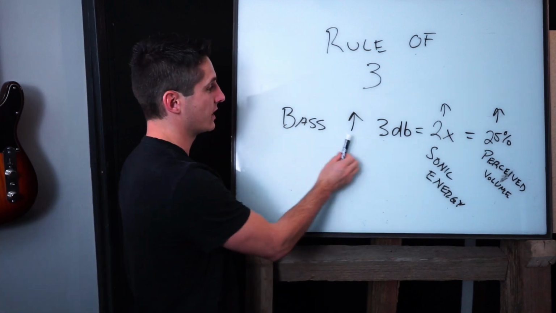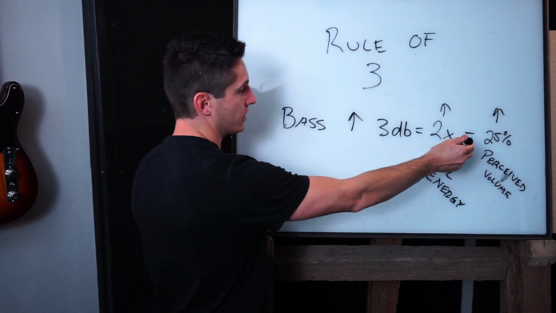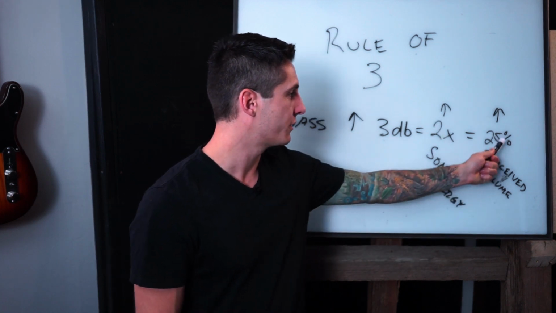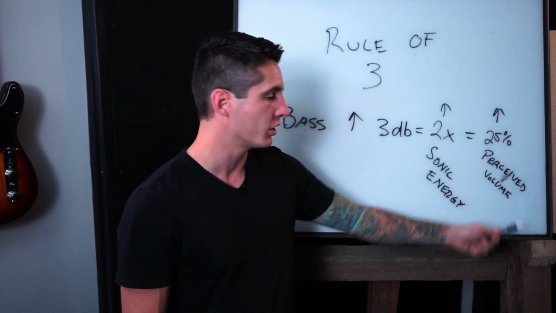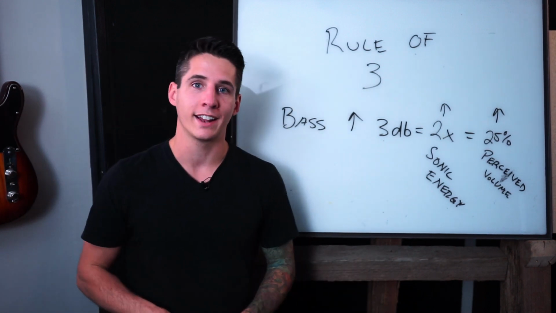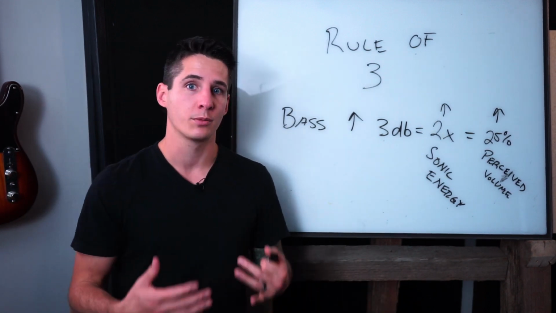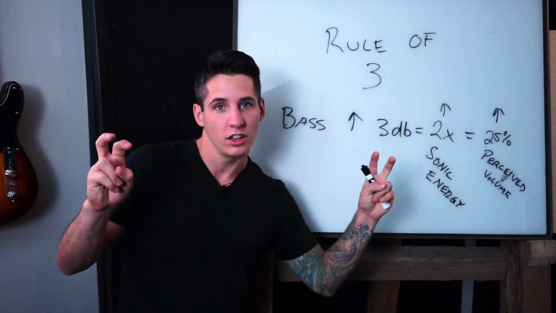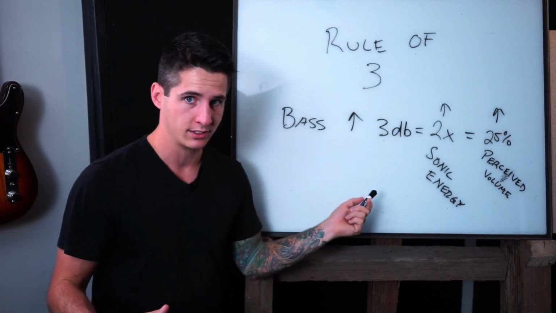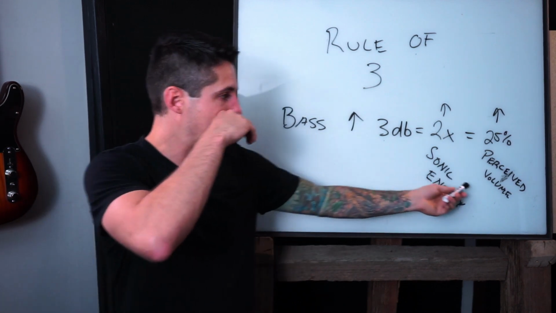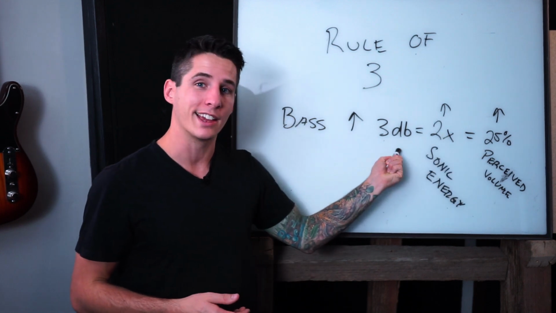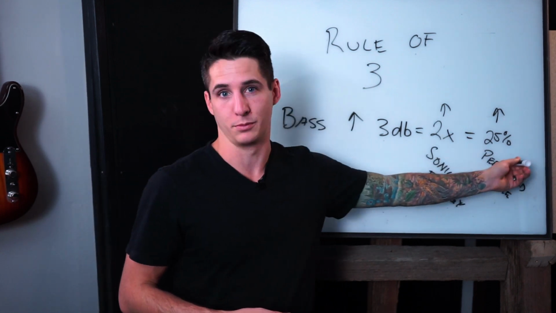Okay, so bass is increased by 3 decibels. That is a 2x in sonic energy, or a 100% increase in sonic energy, or a 25% increase in perceived volume. So what does that mean? That means if I have a vocal and I want to make it twice as loud in terms of the scientific sonic energy, I need to raise it by 3 decibels. If I want to double that, so if I want to essentially make the perceived volume double, then I have to increase this by about 9 decibels.